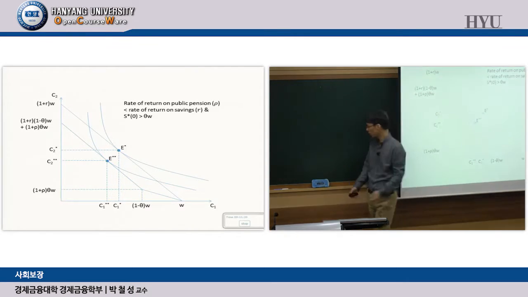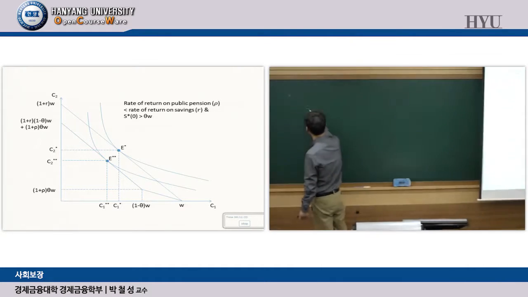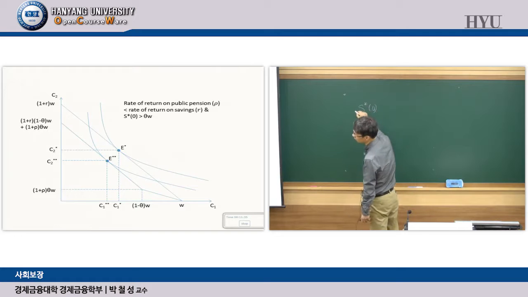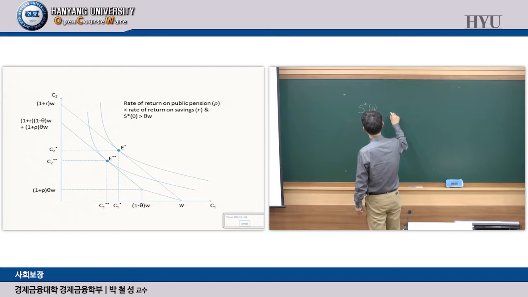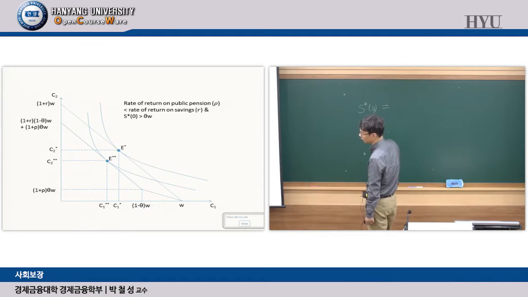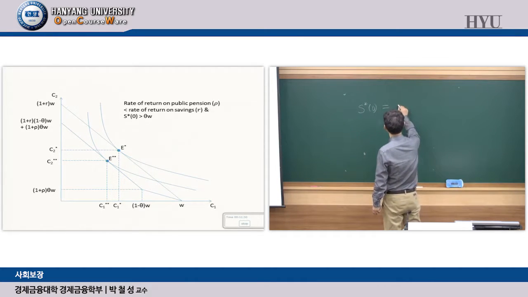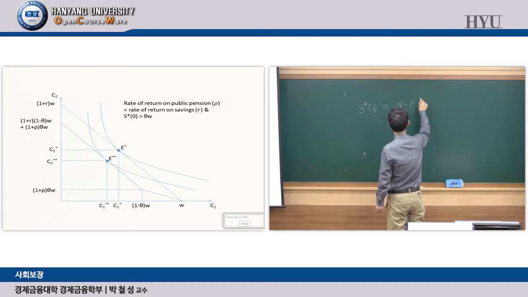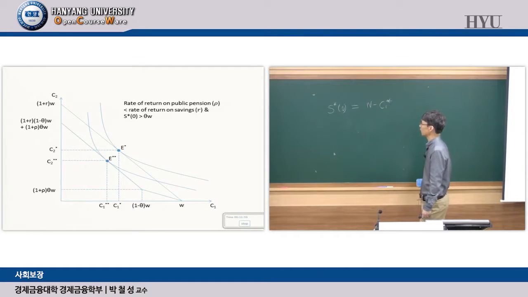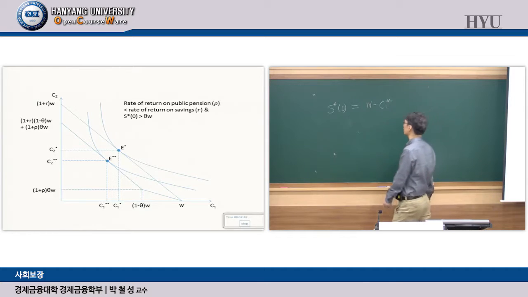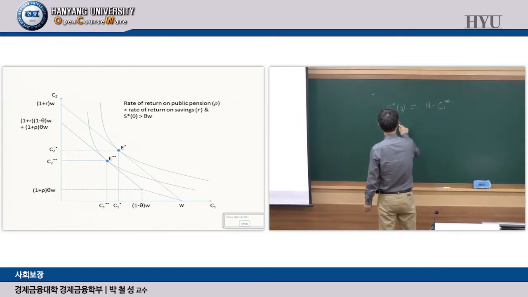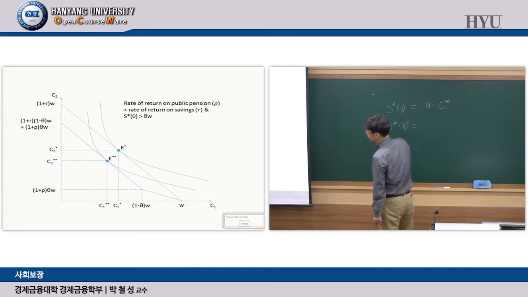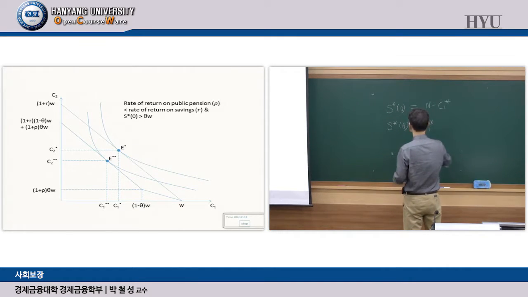Okay? So that means S star 0 was, let's say, between C1 star and W. So W minus C1 star, let's say. Okay? That was the private savings. S star 0 was W minus C1 star. Now S star theta is C1 2 star. Now 1 minus theta W is bigger.